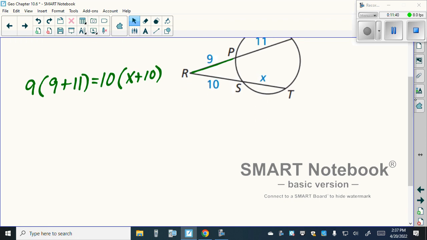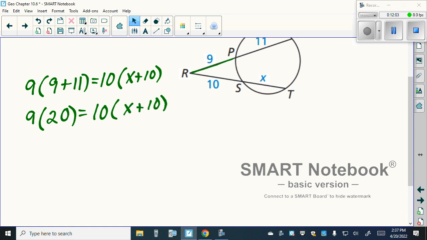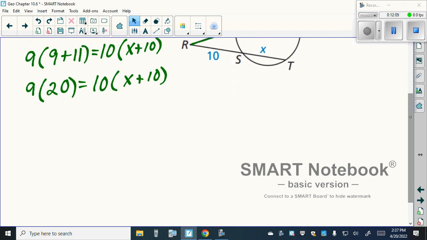Now we just need to solve. Well, we can do 9 plus 11. 9 plus 11 is 20. Can we add x and 10 together? No, because x and 10 are not like terms. So it's going to stay x plus 10. Now we can multiply. So 9 times 20 is? 9 times 2 is 18. So we can put the 0 back and get 180.